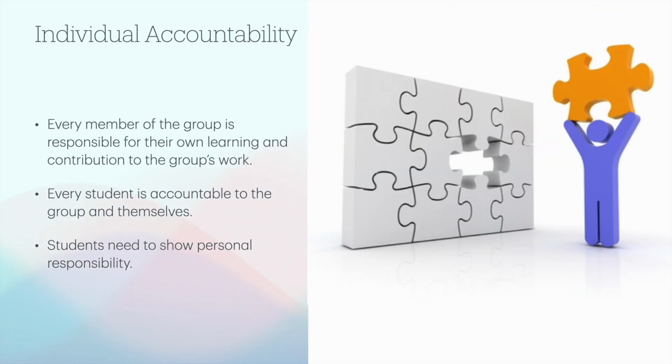Another part is individual accountability. Like I said, you have that one piece of the puzzle and it needs to fit into the other students' pieces in your group to get that final product. Every member of the group is responsible for their own learning and contribution to the group's work. Every student is accountable to the group and themselves. Students need to show personal responsibility. You have to make sure that you're pulling your own weight so that the whole group can be successful, as well as yourself.